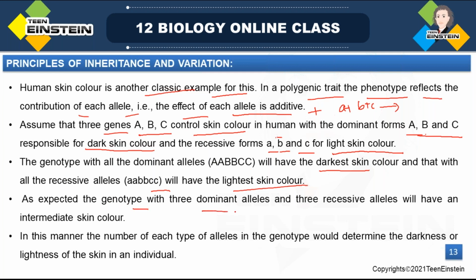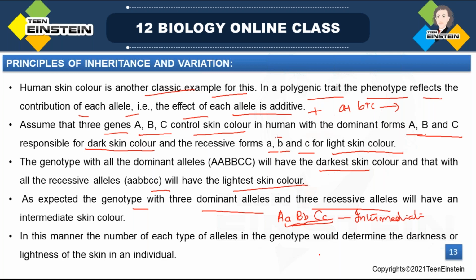So a genotype with 3 dominant alleles and 3 recessive alleles will form intermediate skin color. If it is all homozygous dominant, that forms the darkest skin color, and all homozygous recessive forms the lightest skin color. So intermediate means one dominant and one recessive allele for all three genes. In this way, the number of each type of allele in a genotype determines the darkness or lightness of the skin color in an individual.